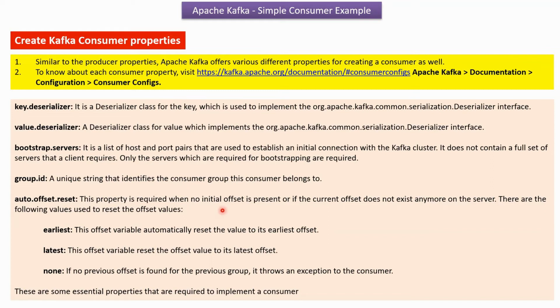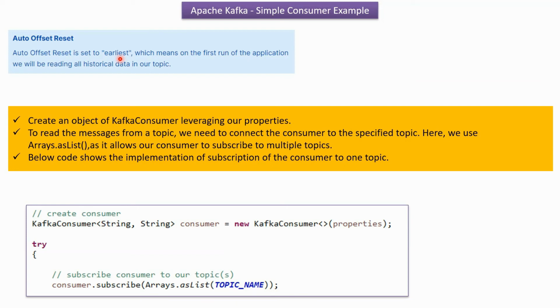Auto offset reset. This property is required when no initial offset is present, or if current offset does not exist anymore on the server. And these are the possible values we can use. And these are some essential properties that is required to implement a consumer. In our consumer program, auto offset reset value we have set it as earliest, which means on the first run of the application we will be reading all the historical data from the topic, which is animal topic.